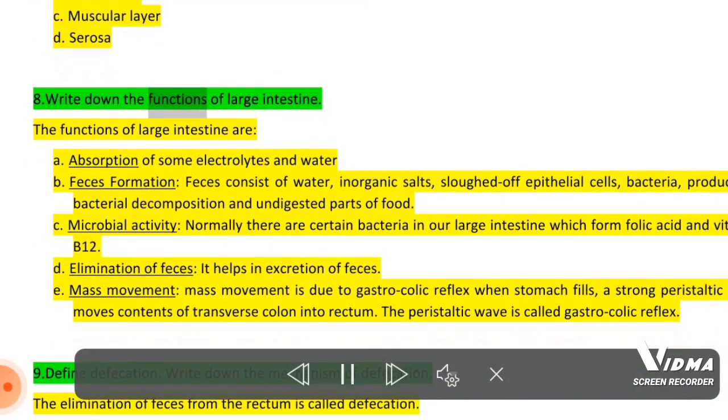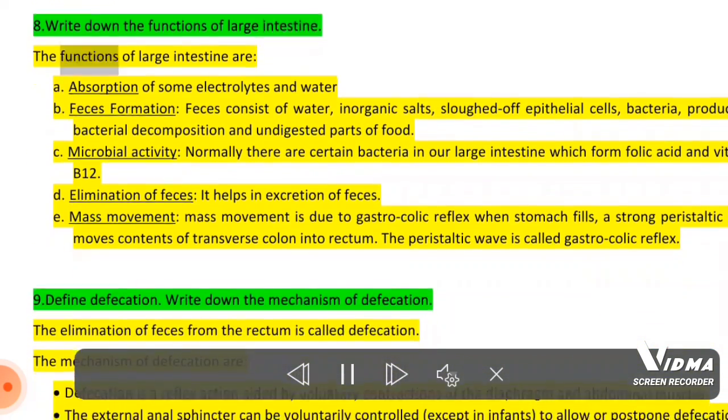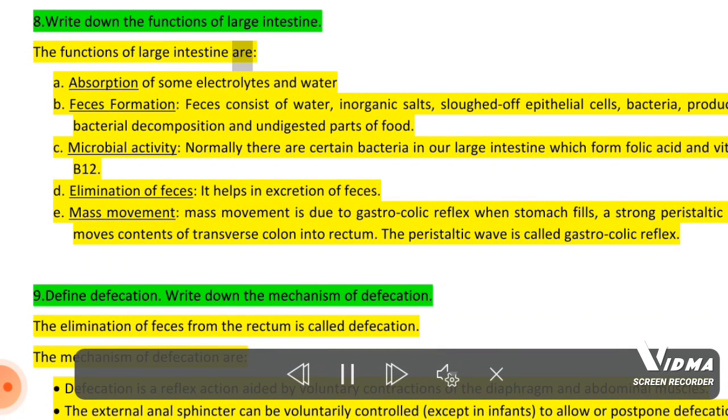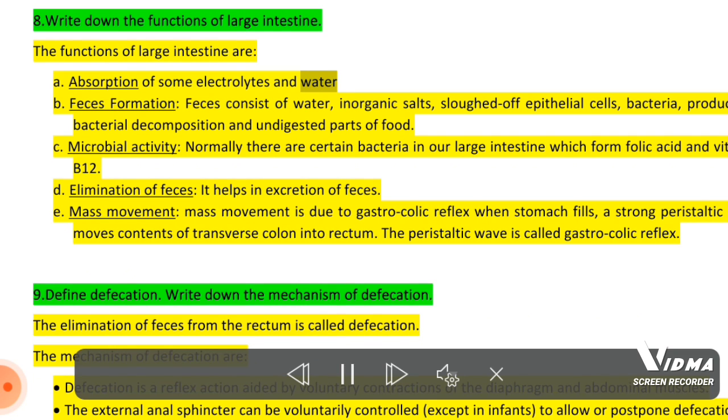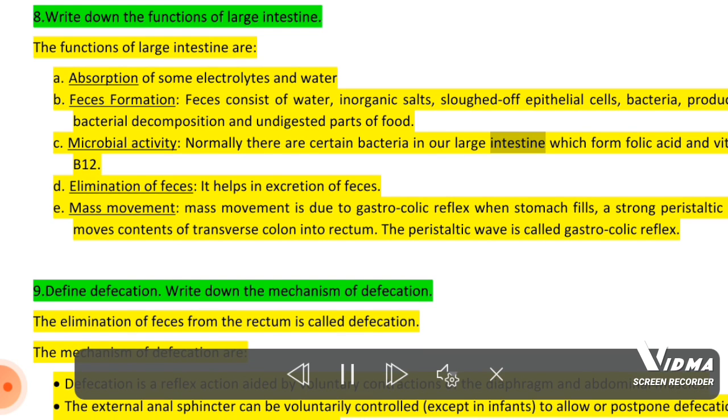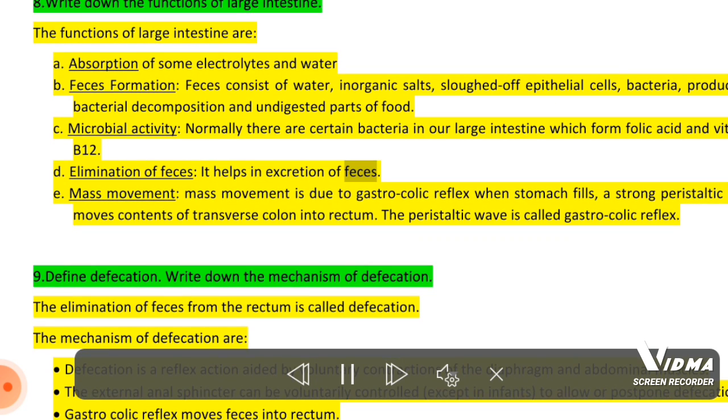8. Write down the functions of the large intestine. The functions of the large intestine are: absorption of some electrolytes and water. Feces formation. Feces consist of water, inorganic salts, sloughed off epithelial cells, bacteria, products of bacterial decomposition, and undigested parts of food. Microbial activity. Normally there are certain bacteria in our large intestine which form folic acid and vitamin B12. Elimination of feces. It helps in excretion of feces.